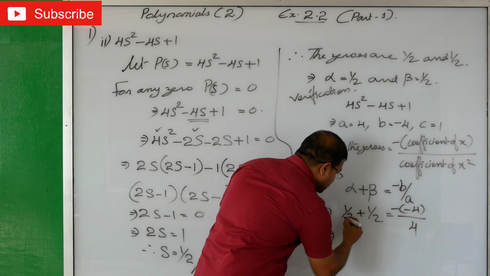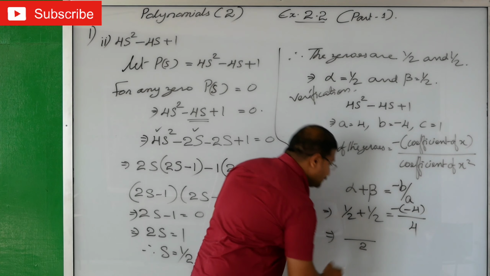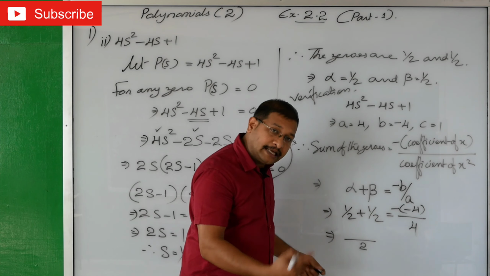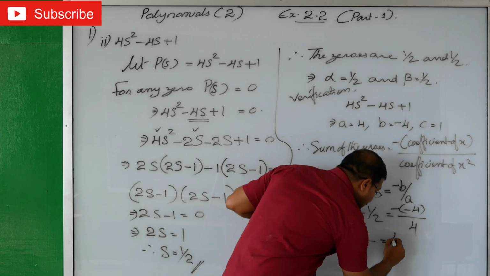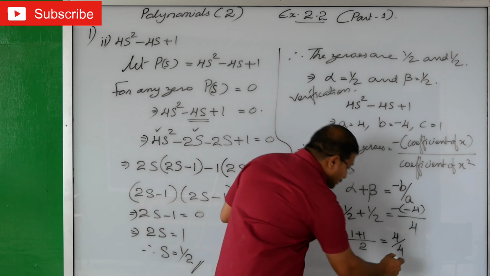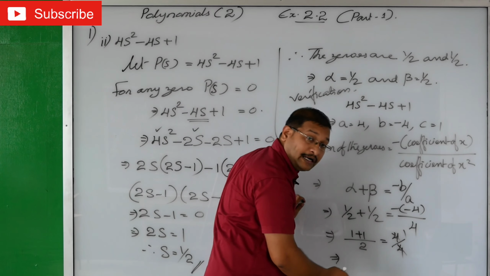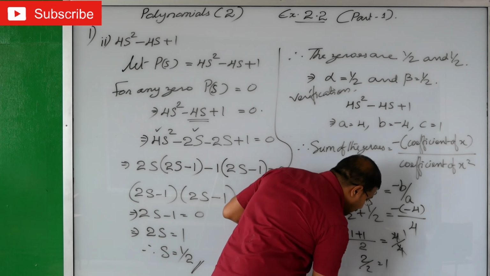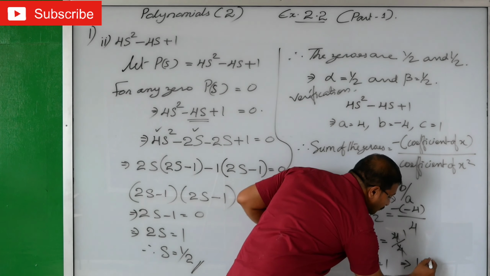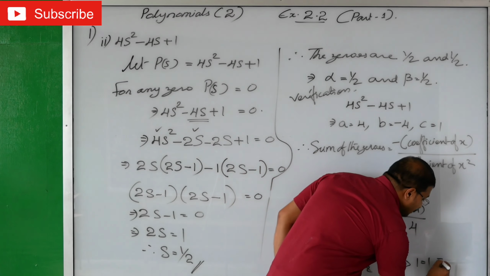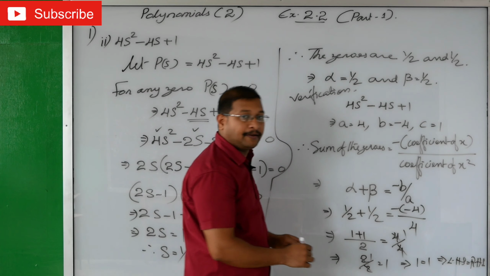Ready? This implies we'll add it. The denominators are the same, so the LCM will be 2. Since the denominators are the same, the numerators we directly add. That means 1 plus 1 equals minus into minus plus, that means 4 by 4. We can cancel, we'll get 1. After that, 1 plus 1 is 2, that means 2 by 2 equals 1. So we can cancel even this one. The answer will be 1 equals 1. That implies LHS equals RHS. That means the first part is okay.